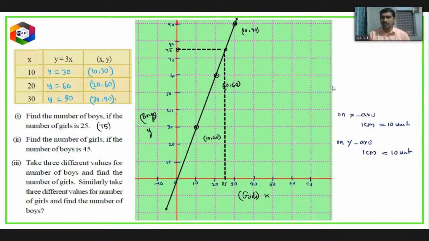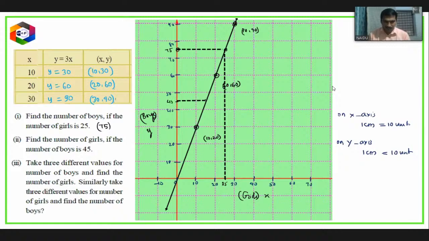Is it clear, children? So this will be 45. Observe children, I am marking here. Now this will be 45. Now there, parallel to the x-axis, draw a line where it intersects. Observe children. So exactly, I have drawn a line at 45. Now it intersects the graph at this point.